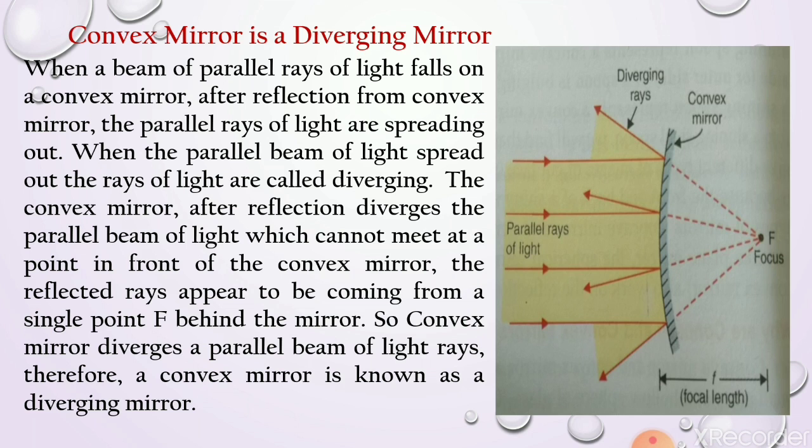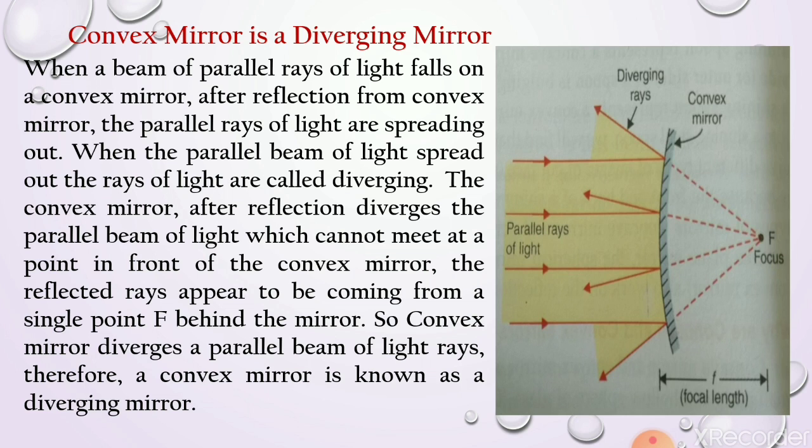Now next thing, convex mirror is a diverging mirror. So the meaning of diverging you also know. So what happens when a beam of parallel light rays falls on a convex mirror? You can see here one convex mirror is there. So when a parallel beam of light falls on the convex mirror, meaning the reflecting surface of the convex mirror, we all know that the outer surface is the reflecting surface.